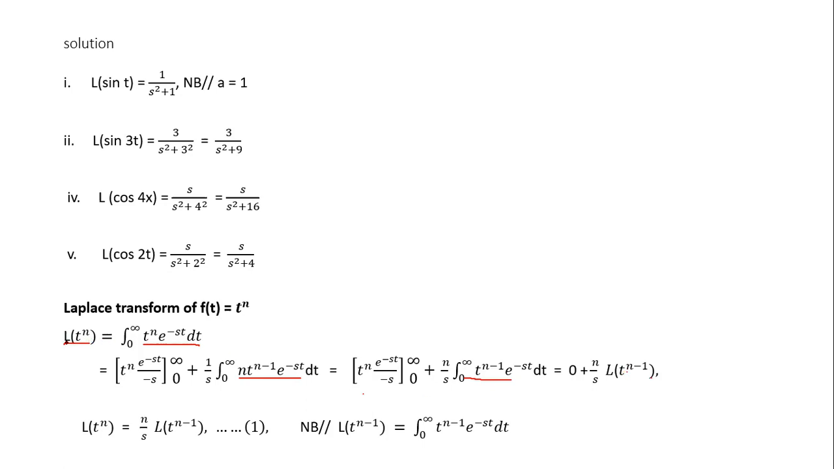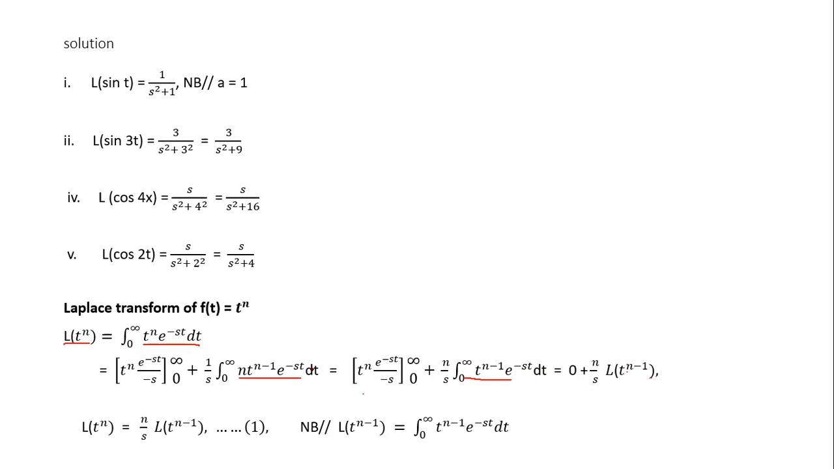When we are transforming Laplace of t power n, that will give us the integral from 0 to infinity of t power n multiplied by exponential negative st dt. Now, instead of this integral, we are having a similar thing, but now we have the integral from 0 to infinity of t power n minus 1 multiplied by the same exponential negative st dt.